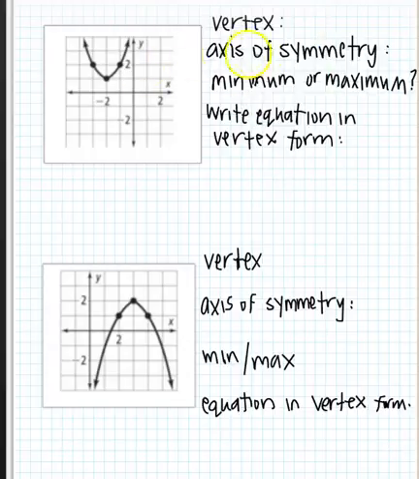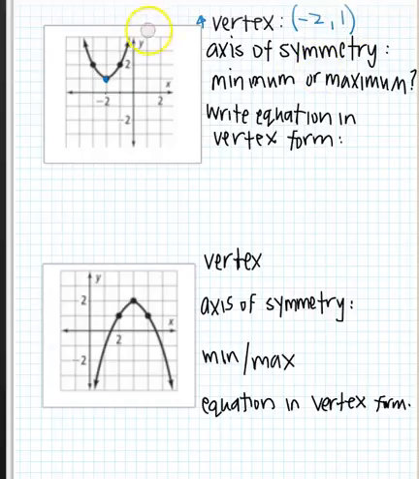I am so, so proud. So you guys are going to watch me with this one. To find the vertex, that's going to be the bottommost point. Okay, bottommost point is the vertex. So if I start at the origin, it looks like I'm going over 1, 2 to the left, and then up 1. So my vertex is at negative 2, 1.